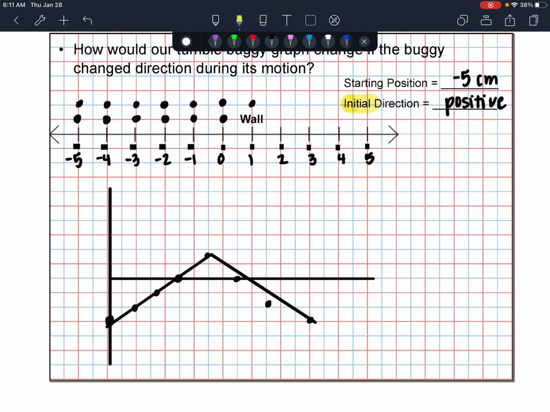You might have noticed that this is an initial direction. That's because the direction in this setup changes once it hits the wall. And we see that change on a graph with a change in slope. A positive direction equals a positive slope. A negative direction of travel equals a negative slope.